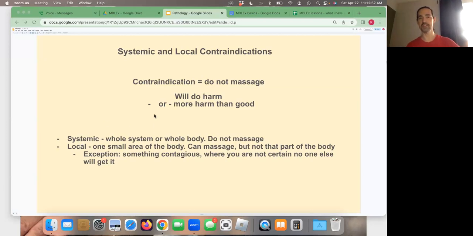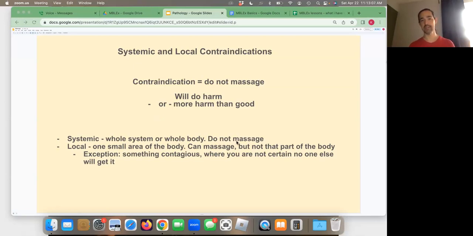Systemic refers to system, and general refers to the body in general. They are considered synonymous. Systemic means do not massage. A systemic contraindication means do not massage, or only massage with a doctor's approval. Written approval. You have to get everything in writing.